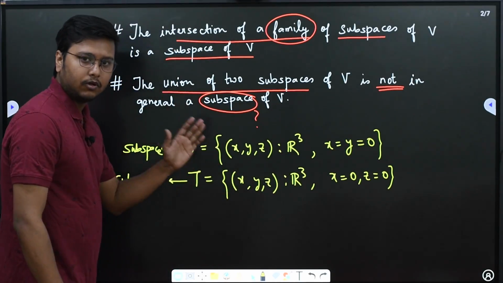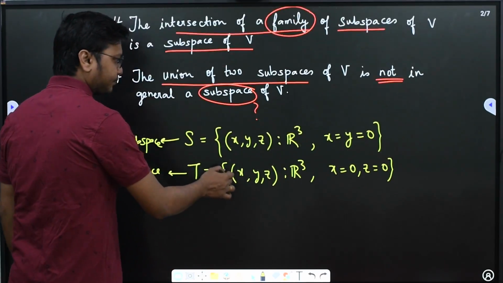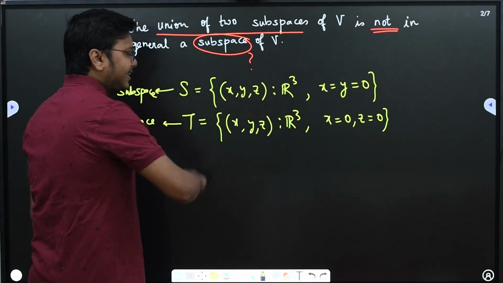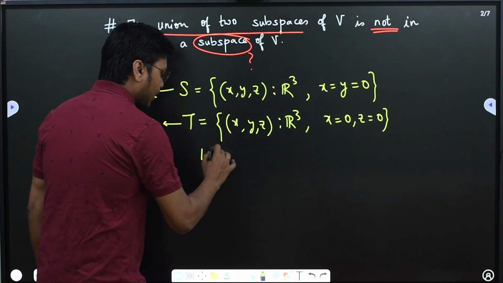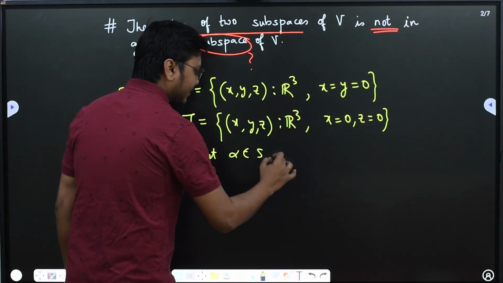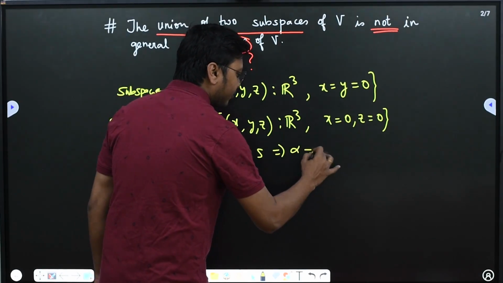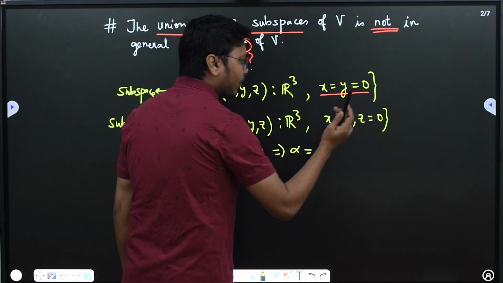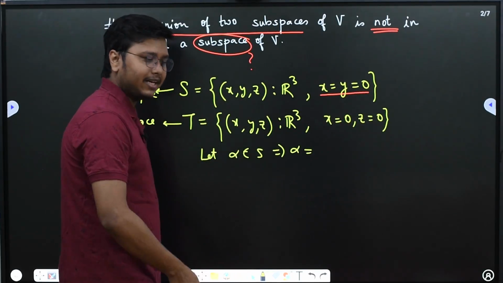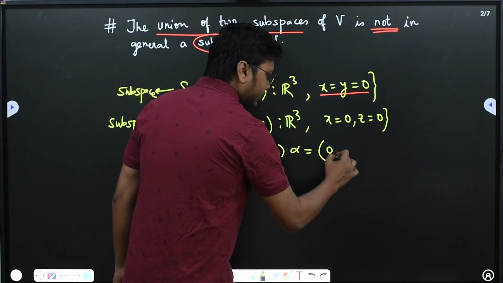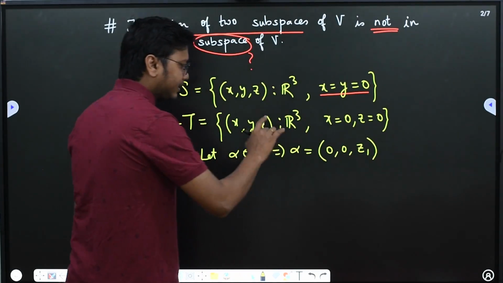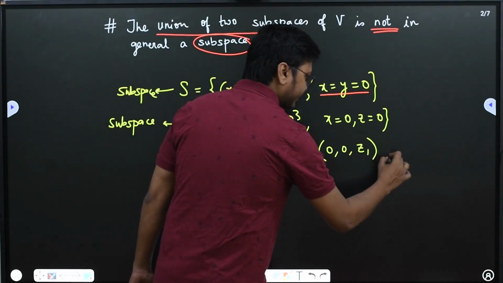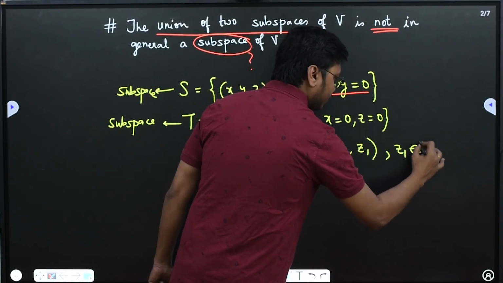It won't form. Why not? Let's take a quick look. So I am taking an element alpha from the S set. Let alpha belong to the S set. That means alpha will look something like this, where the x and y coordinates will be 0 and z can be any real number. So 0, 0, z1. This is an element of S where obviously z1 belongs to real numbers.